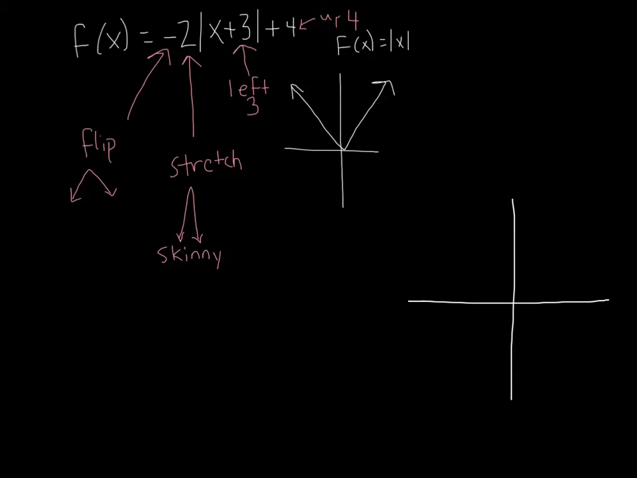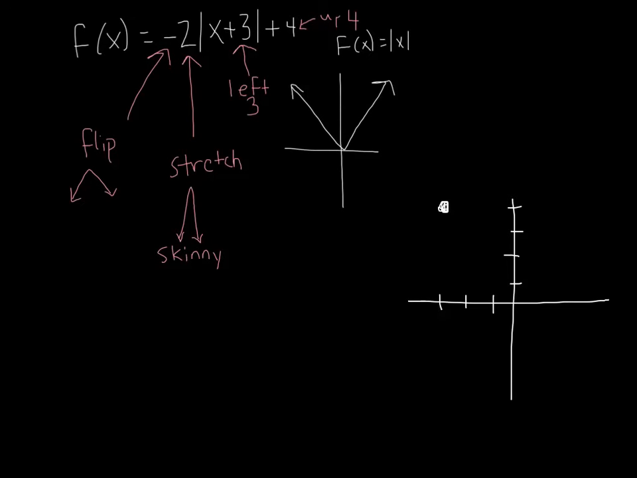So the vertex on an untransformed graph was right here. But we have to move our graph left 3 and up 4. So when I do that, I go left 3, up 4, and that's the new vertex. We know the graph is going to be V-shaped and sort of skinny like that.